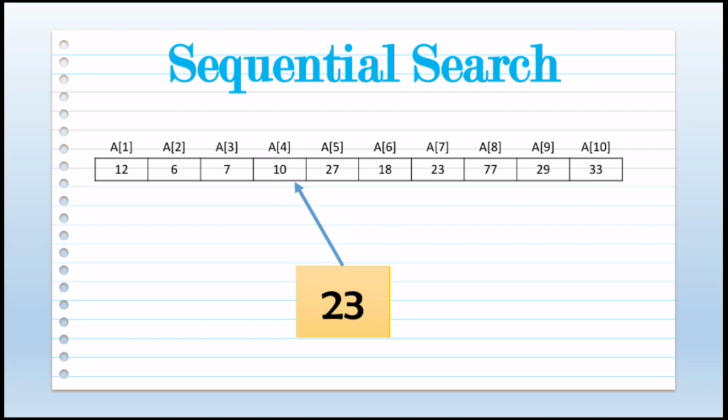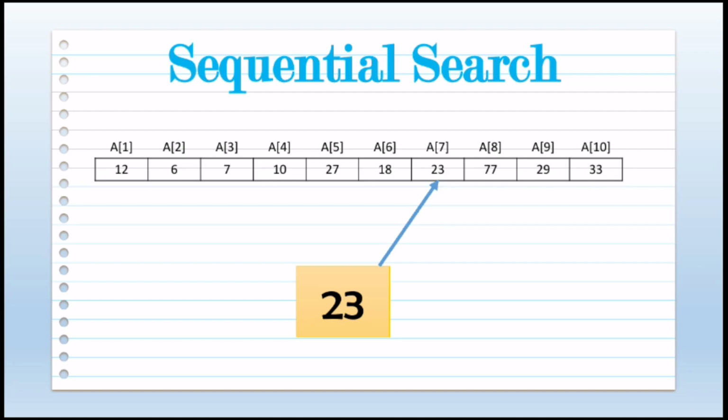Now we will move to the fifth position. Is 27 equal to 23? No, again the condition is false. The next element is 18. Is 18 equal to 23? No, the condition is false. The next element is 23. Is 23 equal to 23? Yes, the condition is true.